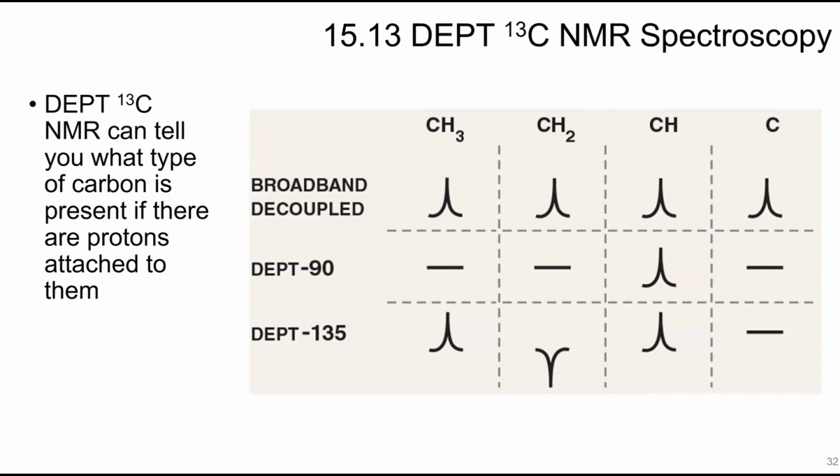There's something called DEPT C13 NMRs, which tells you what type of carbon is present, if there's protons attached to them. The top one here is the normal carbon NMR that you would see. So your CH3s look like CH2s, which look like CHs and then carbons. But if you do a DEPT 90, only CHs show up here. And then if you do a DEPT 135, the CH3s will stick up from the spectra. CH2s go below the line and CHs go up. So you can determine where your quaternary carbons are, by the absence of these. You can see where CH3s are, CH2s, and then CHs.